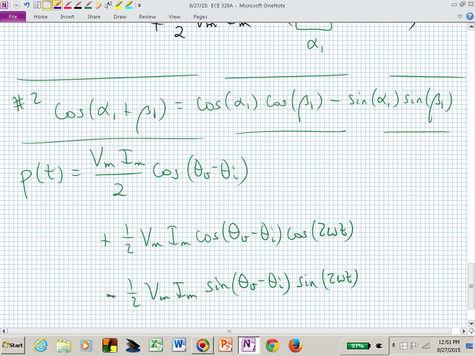So now omega is fixed. That's maybe 377 coming out of the wall. But t is our independent variable, isn't it? This term and that term are not constant, are they? Cosine of 2 omega t, that's a function of time. Sine of 2 omega t is a function of time. Everything else is actually a constant.